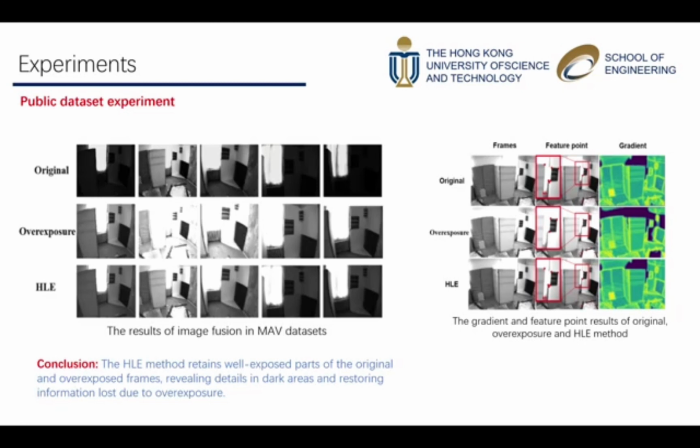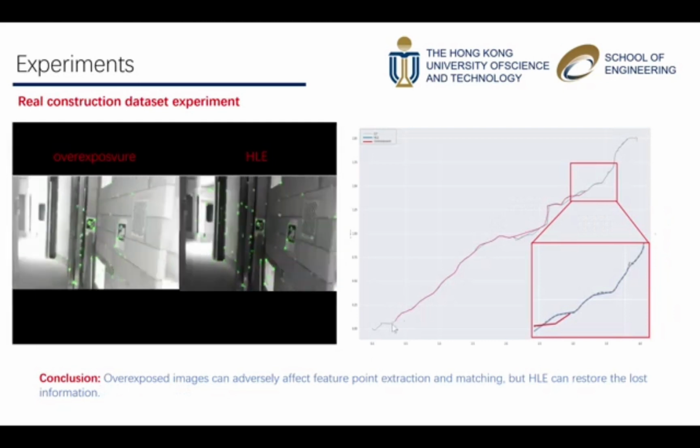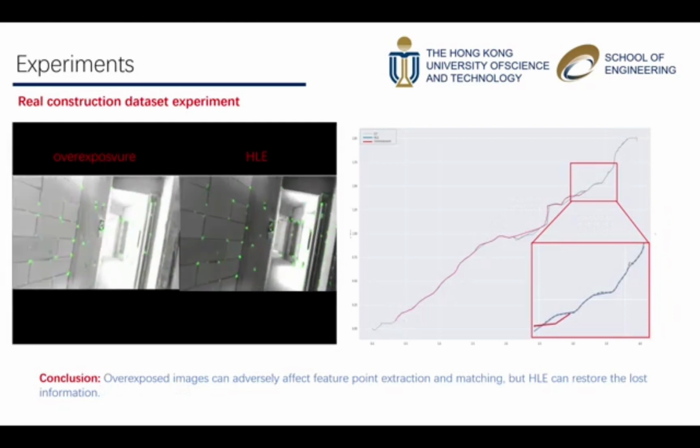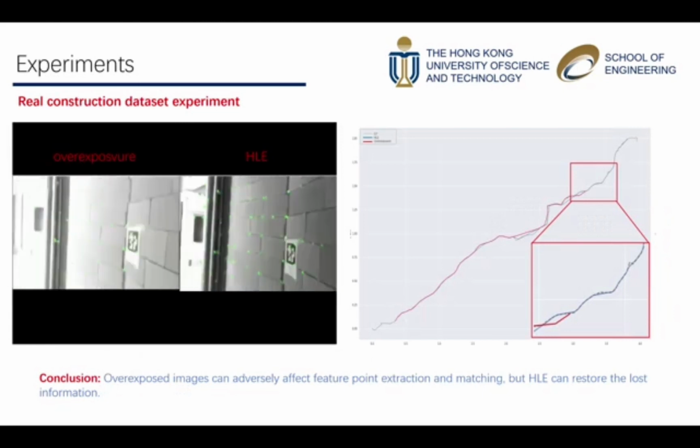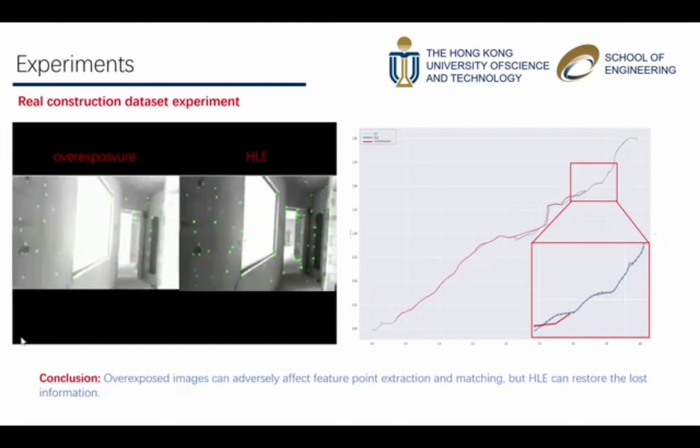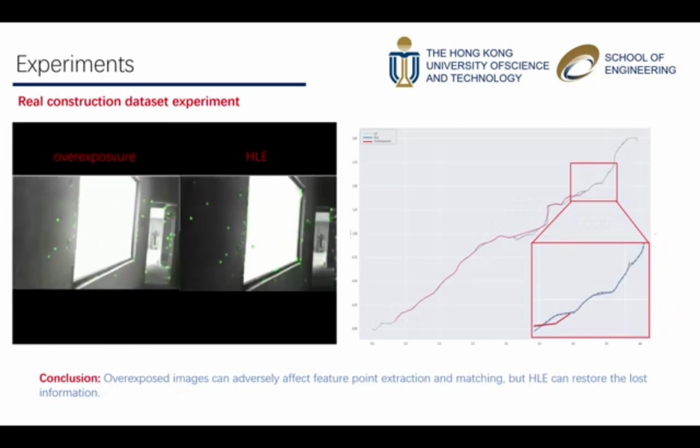Okay, there is a demo of the overexposed and HLE results in overexposed construction sites. We can see in this video, our method can get good results in the overexposed part, due to the strong sunlight from the window and on the floors. And in this 2D graph we can see our method, HLE, is the blue line, and we get a good result, and the red line is the overexposed method, which has big errors.